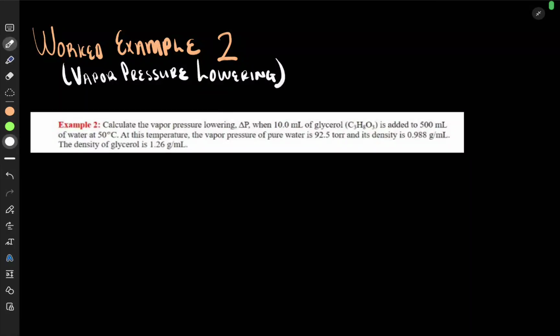So let's quickly go through this worked example. It says calculate the vapor pressure lowering when 10 blah blah blah. So anyway, we know that when we're talking about vapor pressure lowering, we're talking about these two formulas.